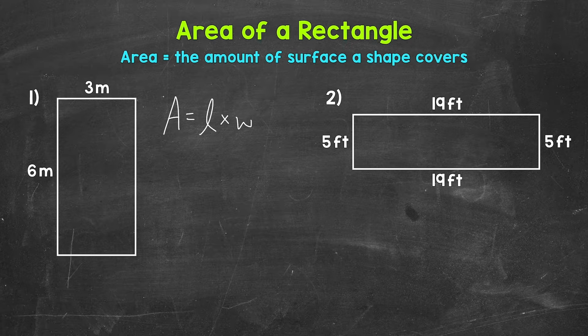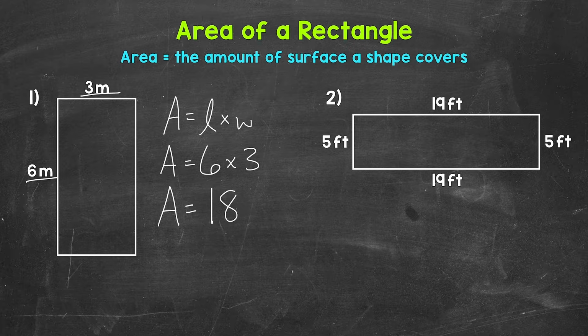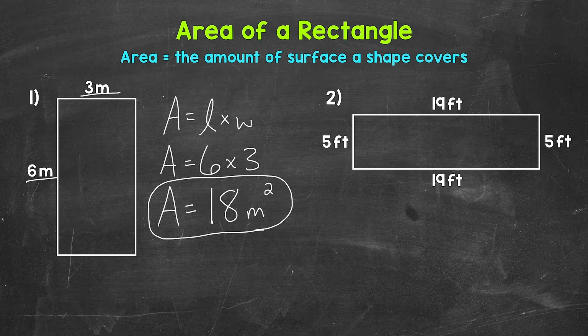I'm going to use the longer side for the length, so 6 meters, and then 3 meters for the width. So area equals 6 meters times 3 meters. And now we can multiply. 6 times 3 gives us an area of 18 square meters. We measure area in square units, so this is square meters.